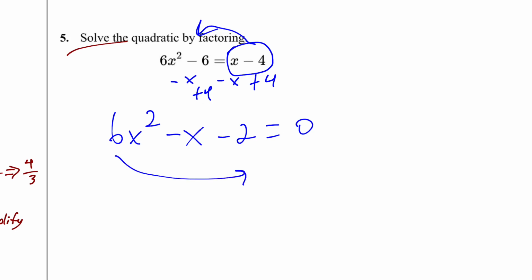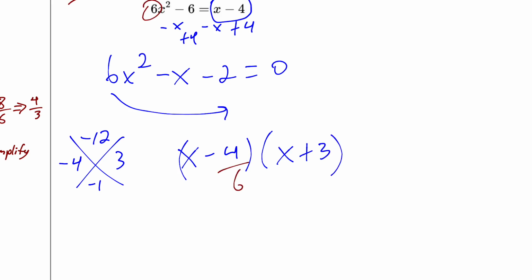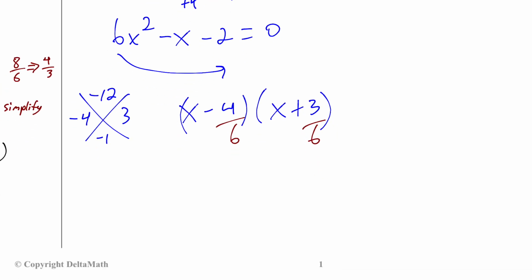I'm going to slide over the 6, so if I was doing my x method, I have negative 12 on top and negative 1 on bottom, which means my two numbers are negative 4, positive 3. If I think about x minus 4 and x plus 3, I have to divide by my a value, which is 6. Notice neither of these comes out even.